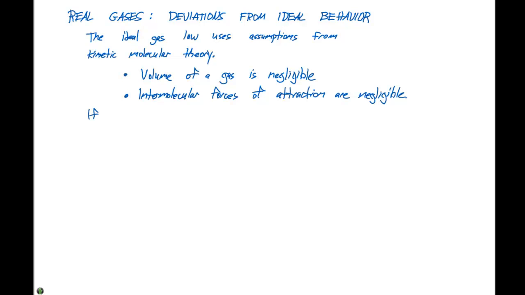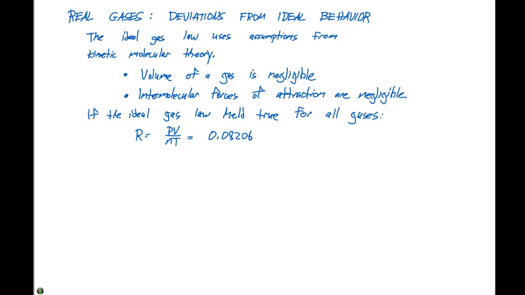So if the ideal gas law held true for all gases, we would know that R is equal to PV over nT, and this R value is equal to 0.08206 liter atmospheres per mole Kelvin. And this would be true for all gases, but it's really not the case.